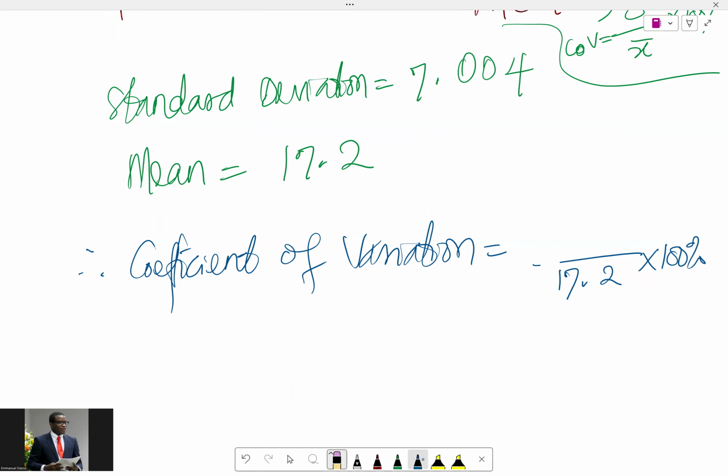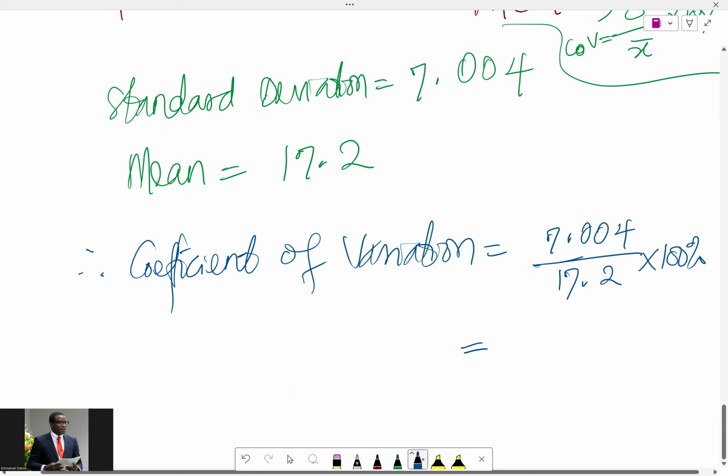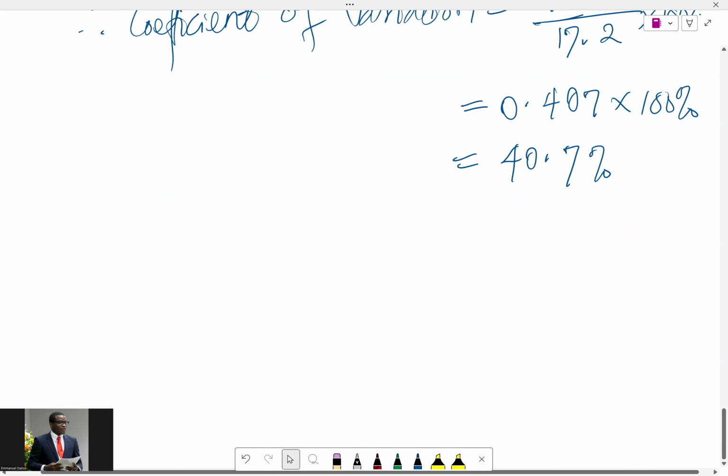So we have this 7.004, and that is equal to 7.004 divided by 17.2. That is 0.407 times, oops, I keep making this mistake, 0.407 times 100%. And that is 40.7%. If you like, that's approximately 41%, but I can leave it that way.